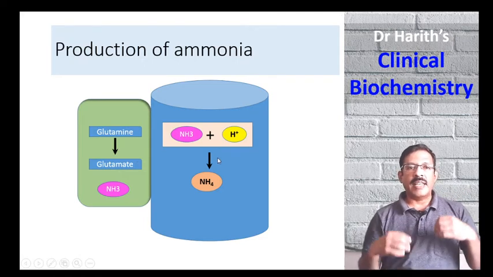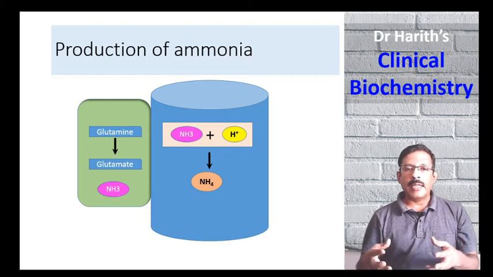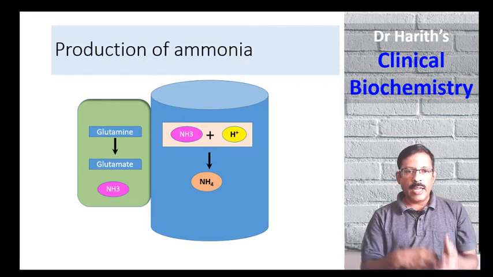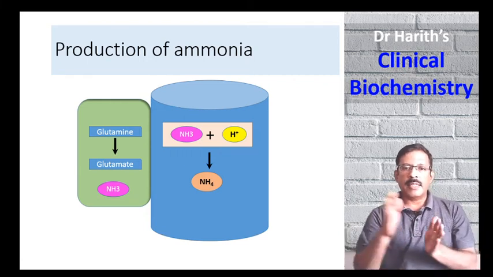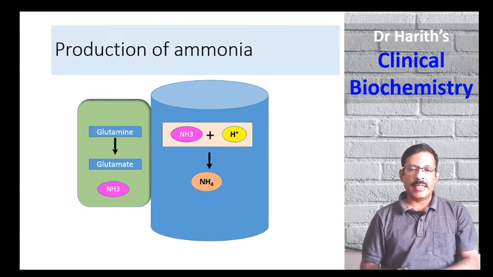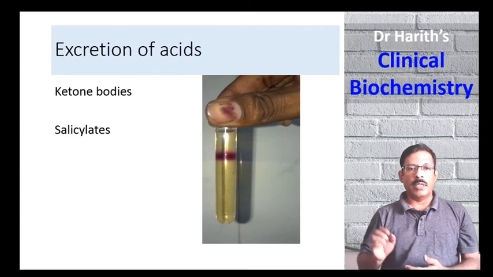So if there is excess acidosis and all your mechanisms are getting saturated, you can produce ammonia, trap the excess hydrogen ions and get them excreted so that they don't come back to the system. This is the importance of production of ammonia.